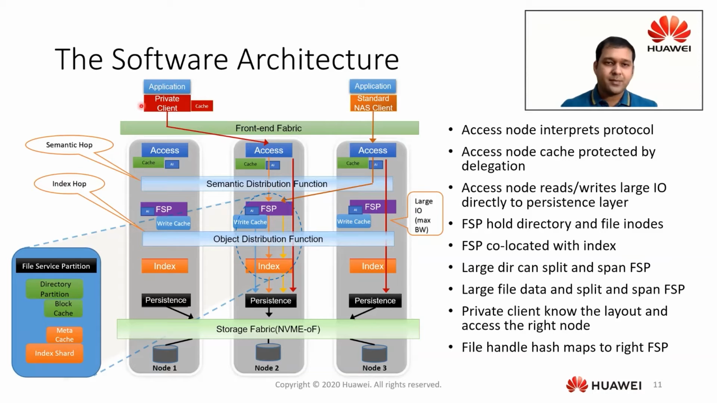Here you can see that the private client, based on the handle, has information about how the files and directories are laid out and which location they are present in. So when it accesses a front-end fabric, it can directly reach that access node, which has the data or the file system ownership for that inode.